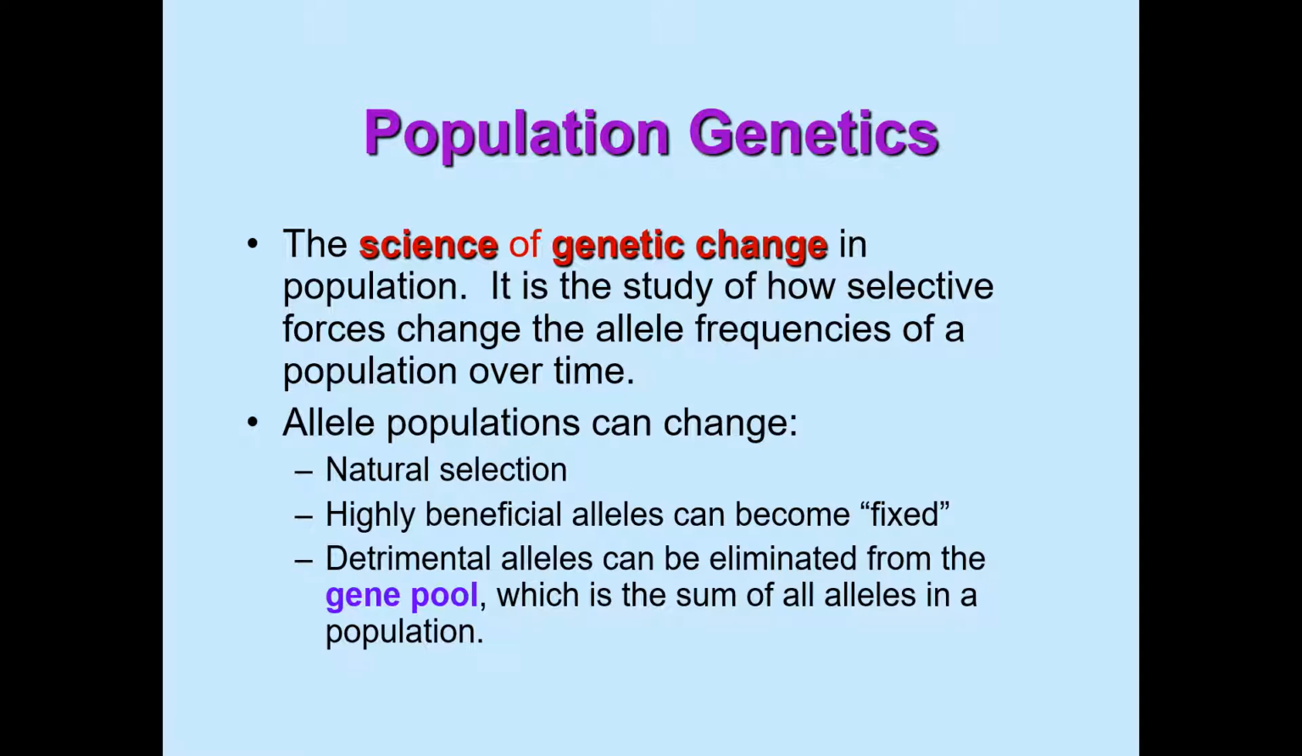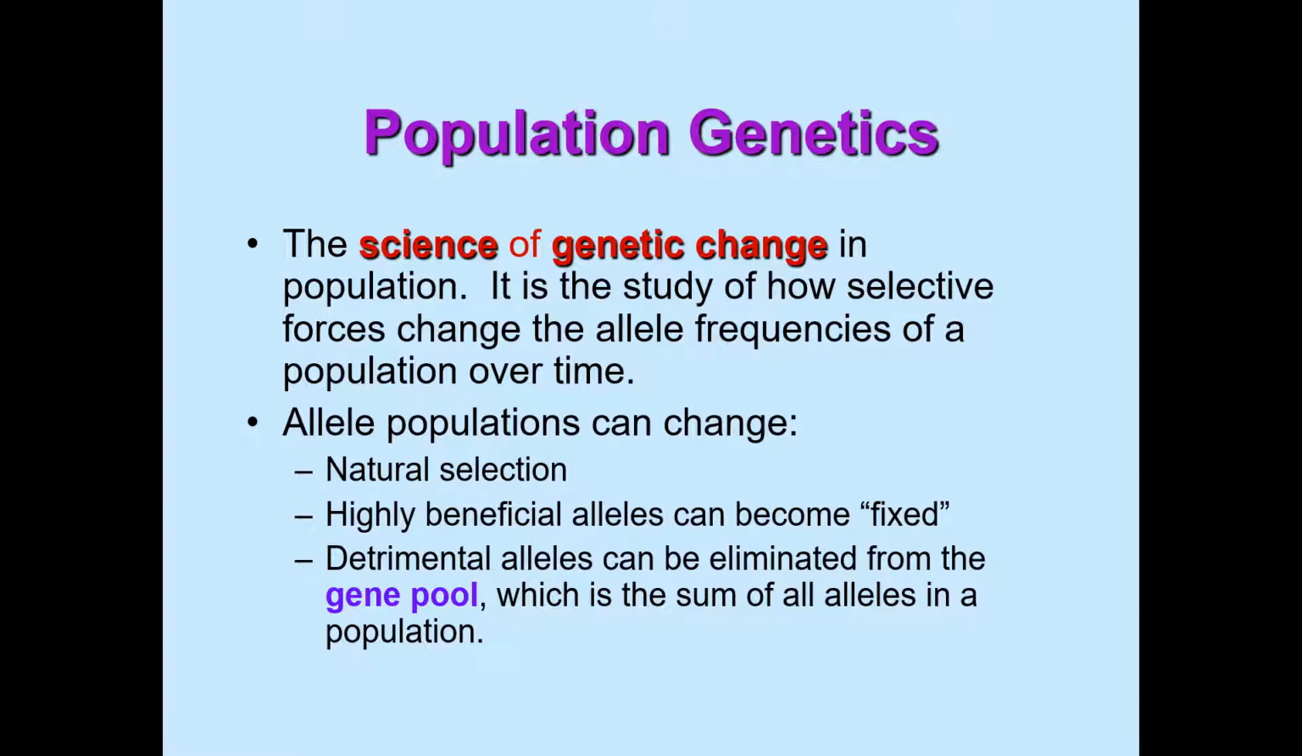Now, population genetics. Population genetics is just what it says. It's just the science of genetic change in a population. It's pretty obvious. And it's the study of how selective forces change allele frequencies of a population over time. Now, allele frequencies just mean that there are lots of variations in a population. And an allele, in case you don't know, is a gene variant that arises by mutation and exists at the same relative location on homologous chromosomes.